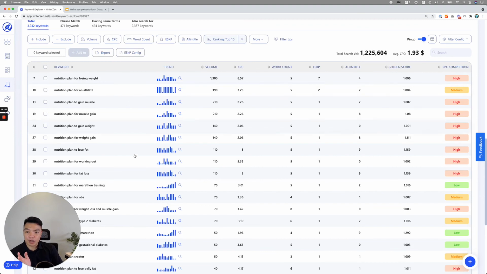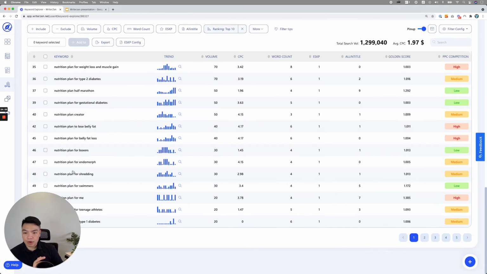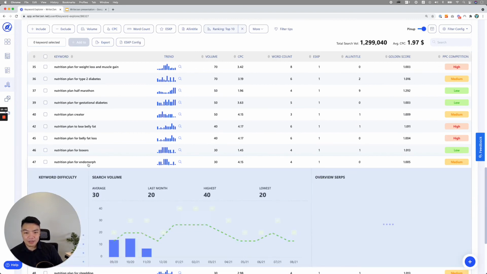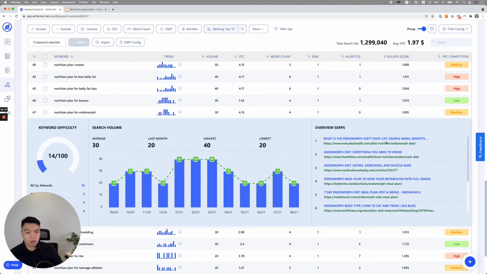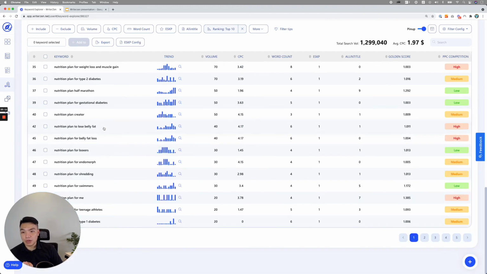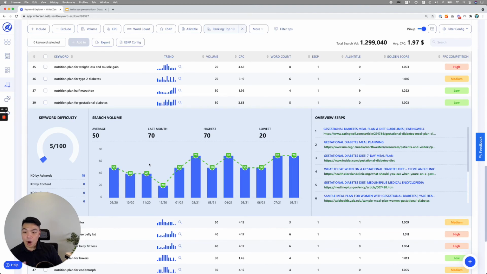1,864 keywords chosen, and these are all the keywords with Allintitle very low, below 10, right? Meaning that there are fewer than 10 websites that actually have these keywords in their title, right? For example, you will be able to see some very good nutrition plan for endomorph, right? This is a very specific keyword, and even though the search volume is low, you are going to be able to rank, and this will be some keyword which I call the opportunity keyword, right?